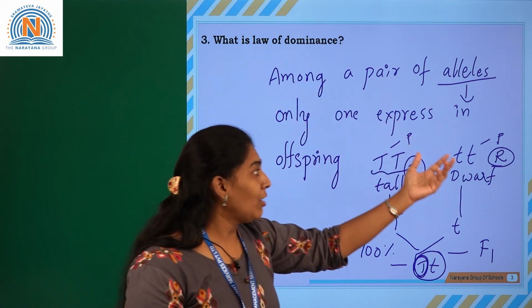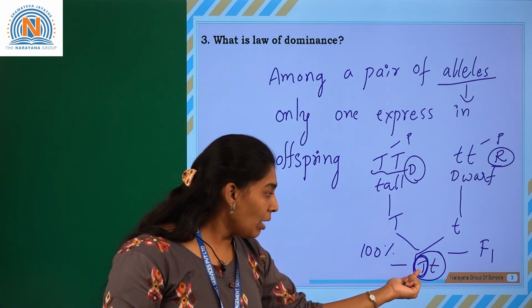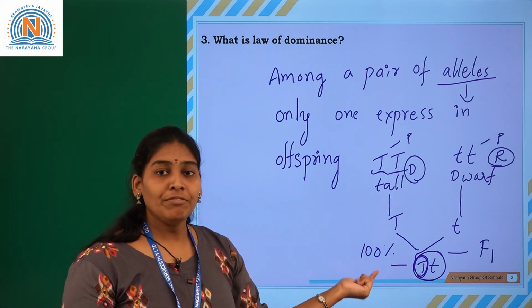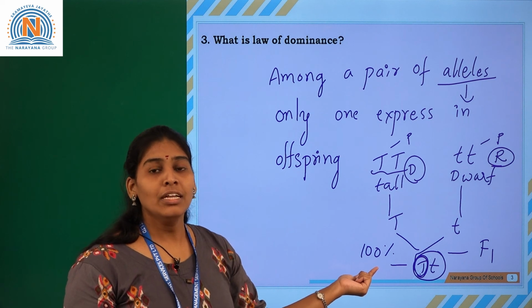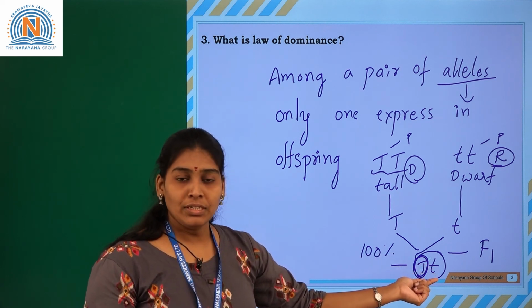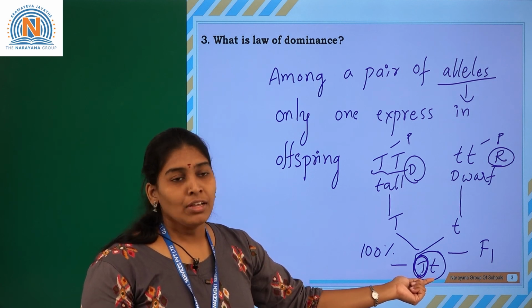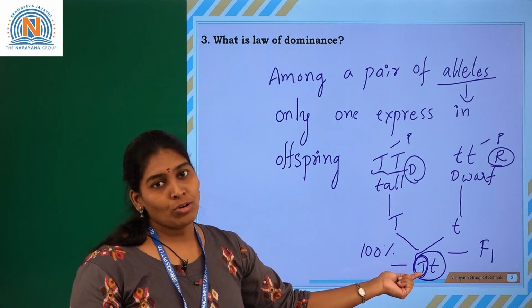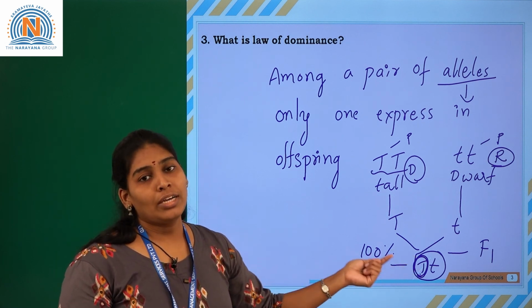So among a pair of alleles, only one expresses itself. Here the tallness, though the small t gene which stands for dwarfness is there, the tall gene is the only one expressing. This is called the law of dominance.